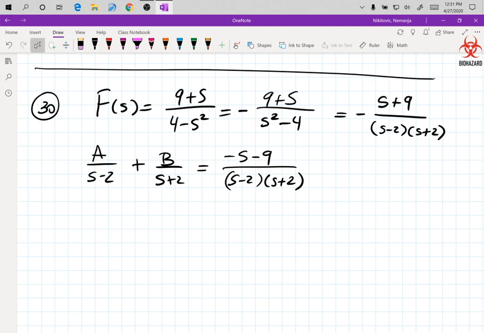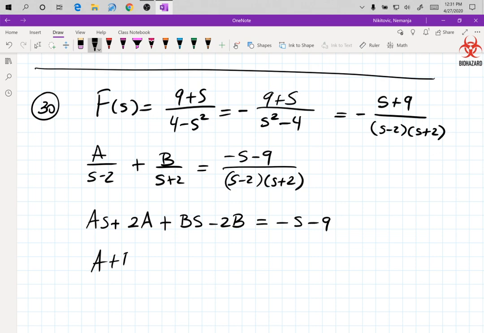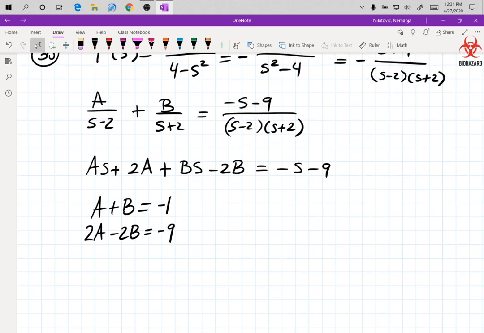When I cross multiply, I'll do the partial fraction. As plus 2a plus bs minus 2b equals negative s minus 9. So a plus b equals negative 1, and 2a minus 2b is equal to negative 9. I multiply the top equation by 2. I add the equations, which kills b. 4a is equal to negative 11, I hope.